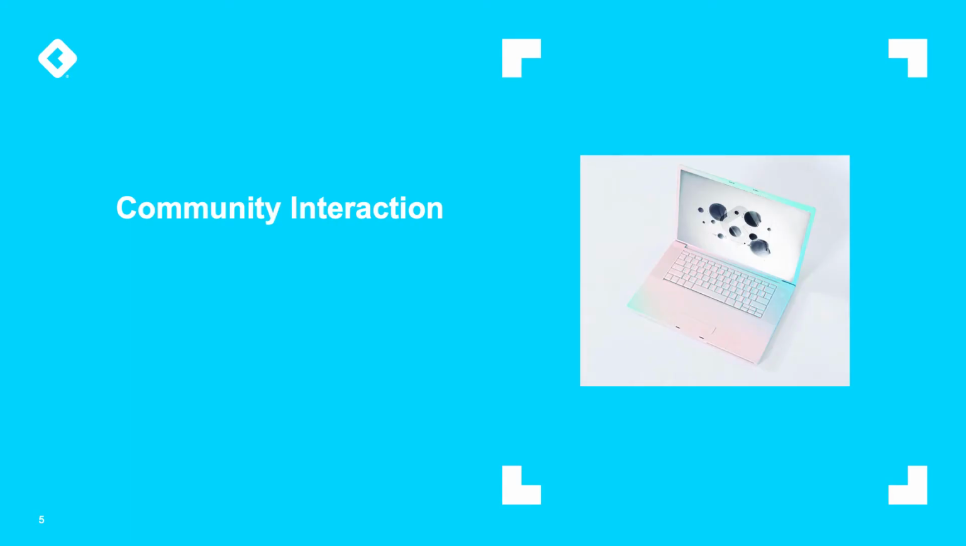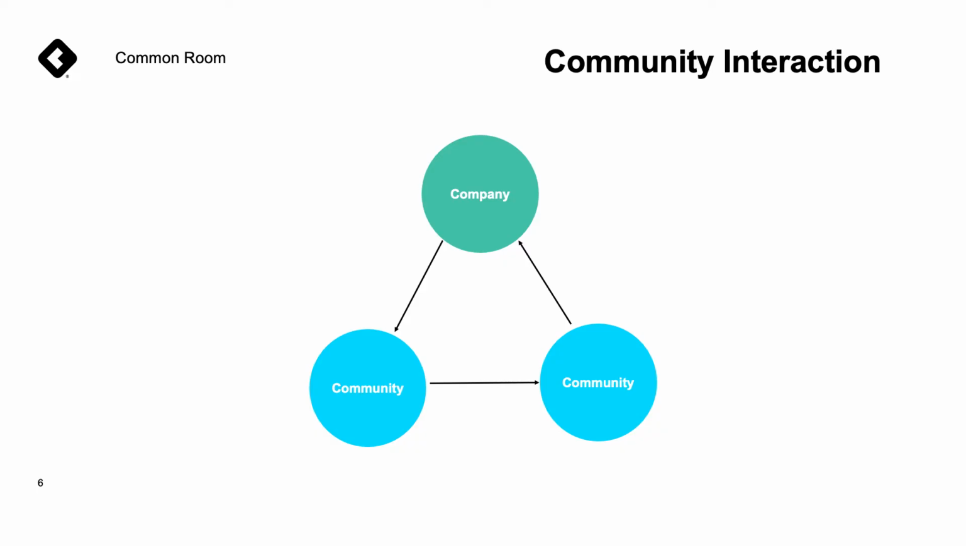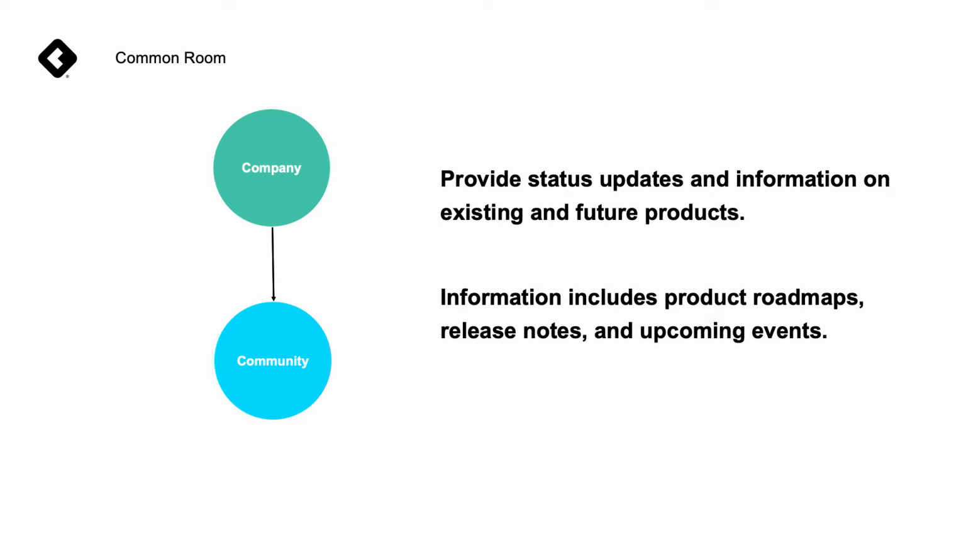So let's dig a little deeper on the kind of community interaction that can happen throughout the process. Communication can flow between you, the company, to one community member to the next. You can provide status updates and information on existing and future products. So the information can include product roadmaps, release notes, and upcoming events. There's a lot that you can do to create your product, marketing, and community content calendars.